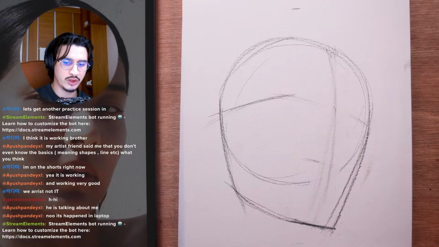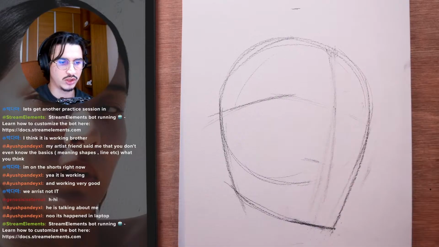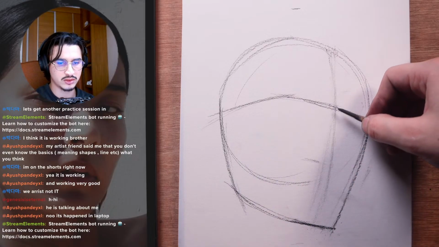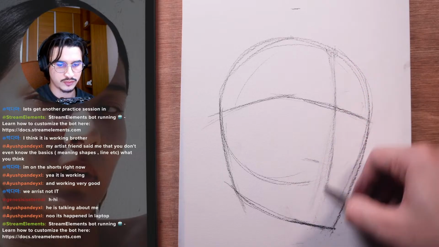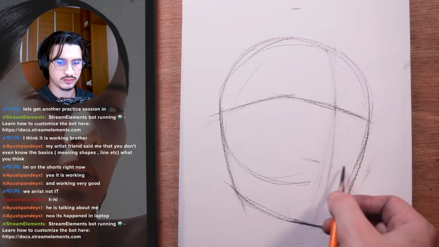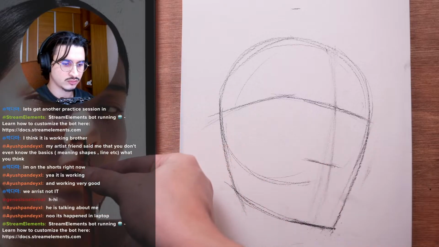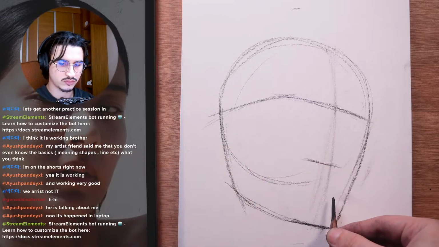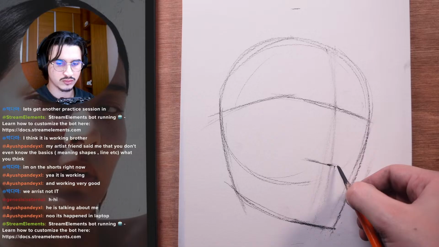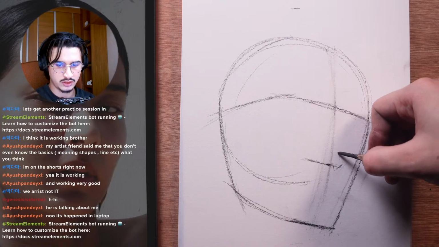So you will have a video for the whole head, so you will learn how to construct the head and also how to draw the features. Just follow this. The nose will be here.